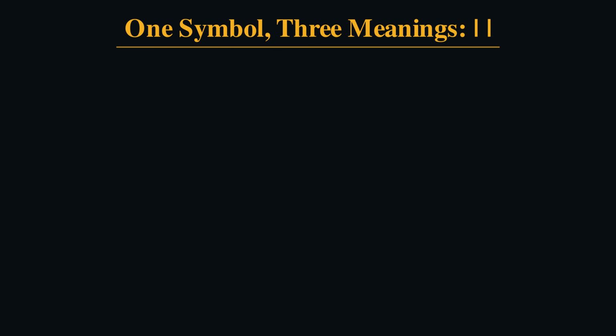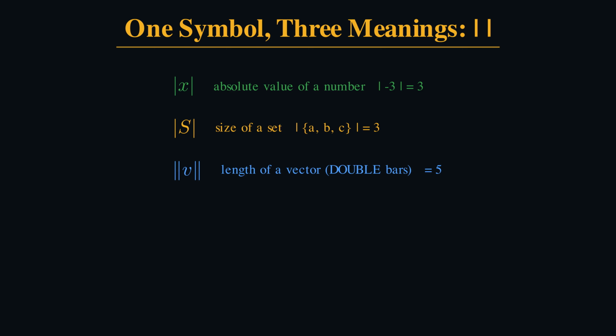Here is a symbol that means 3 different things, and it confuses everyone. Vertical bars. Around a number, single bars mean absolute value. The size, ignoring the sign. Bars of -3 are 3. Around a set, they mean its size, the count of items. The set {A, B, C} has size 3. But double bars around a vector mean its length, the norm we met earlier. Single bars, a number or a set. Double bars, a vector. Now you will never mix them up.